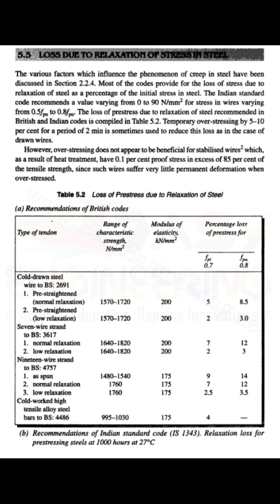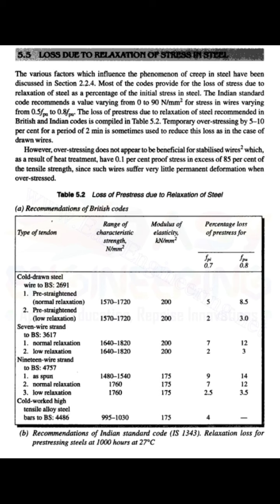If the initial stress is 0.7 times fp, there will be a relaxation loss of 70 newton per mm square. Okay, so if the initial stress is around 0.8 times fp, where fp is known as the initial stress, the relaxation loss will be 90 newton per mm square. So the percentage varies from 1 percent to 5 percent.